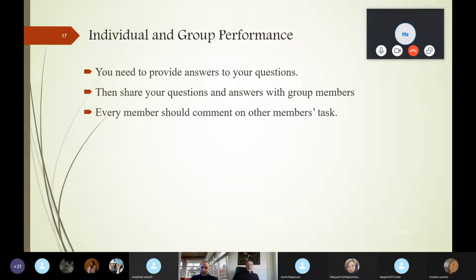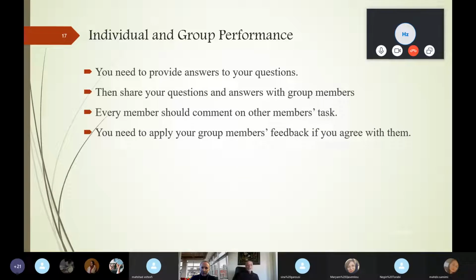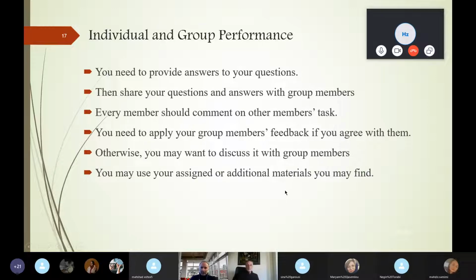And every member should make comments, so apply your group members' feedback if you agree with them. For example, one student says, okay, this item is not good because, and you don't agree. So this would lead to more discussion. You may want to discuss it with group members, and you may use your assigned or additional materials you may find. Sometimes they disagree. It has happened many times. So to support their positions, they refer to the books and materials and sometimes the internet. That is okay. When they jump onto the internet, they have to read. That's one of my purposes, to make our students read.